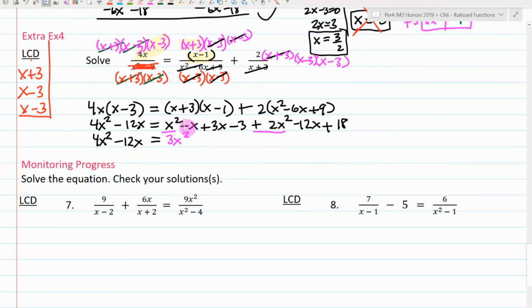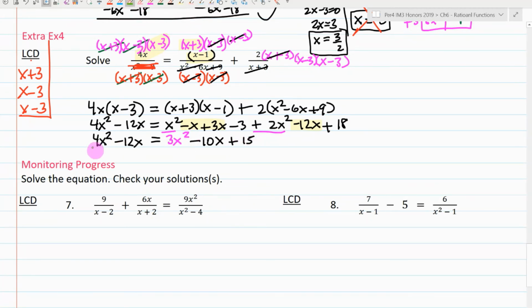I'm going to highlight these. A plus 3x and a minus 12x. So when we combine all those, this is positive 2x minus 12x, so that's minus 10x. And then we have a minus 3 and a plus 18, so that's plus 15.